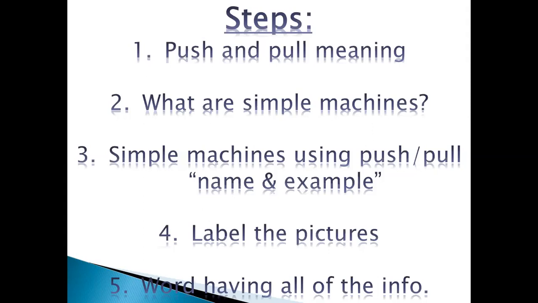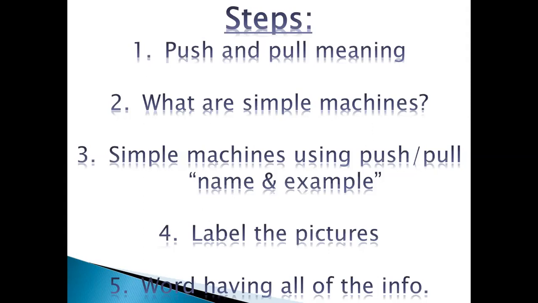Again, you are choosing the scissor. The scissor, it's a kind of lever of simple machines using push and pull. I gave you the example. Okay. Number 4, you are going to label the pictures. For example, you chose the scissor. You will write for me where is the push and where is the pull.